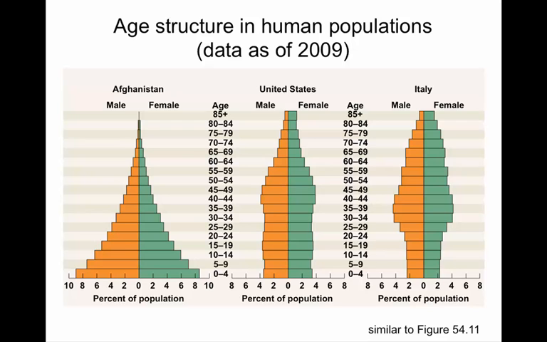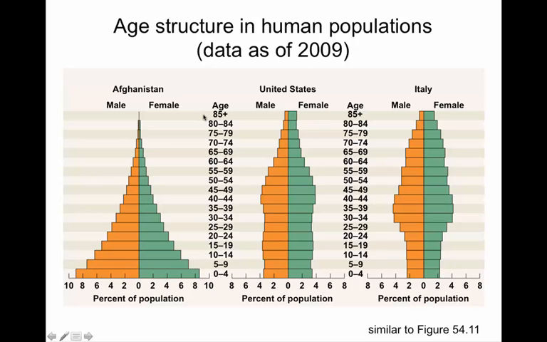Another factor that's important to consider in populations is the age structure. Figure 54.11 in your textbook compares and contrasts the age structures in Sweden with Honduras. I thought you might enjoy seeing some additional populations for some other countries, so I pulled these out from other sources. It's the same basic kind of graph.